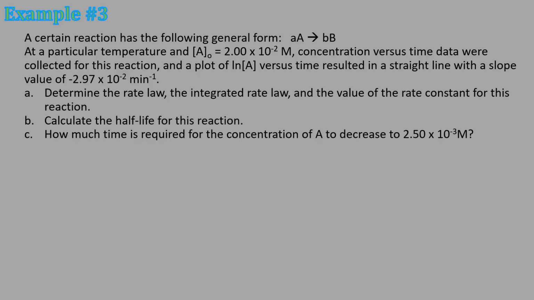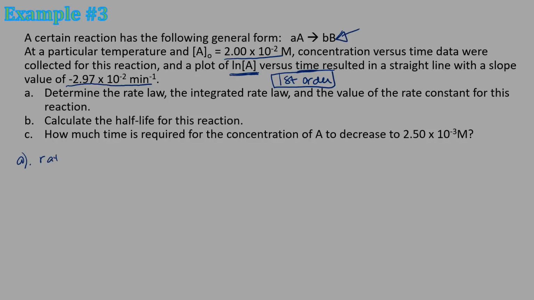So it says we have a general reaction here, and at a particular temperature, we're starting out with 2 times 10 to the negative 2 molar. Concentrations of A versus time were collected for this reaction, and a plot of the natural log of A versus time results in a straight line. So since the natural log of A versus time is a straight line, that means it's first order. And the slope value is negative 2.97 times 10 to the negative 2. So A, if we determine the rate law, we know that it's first order.